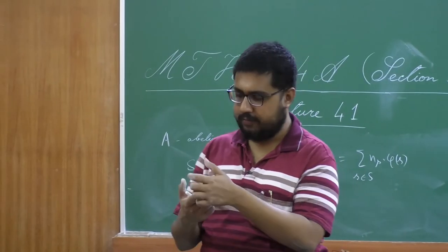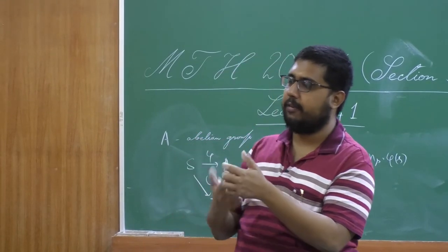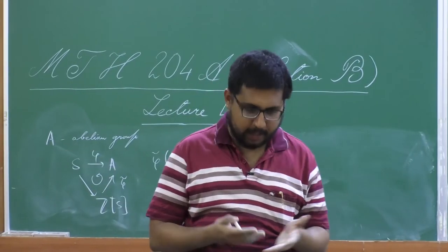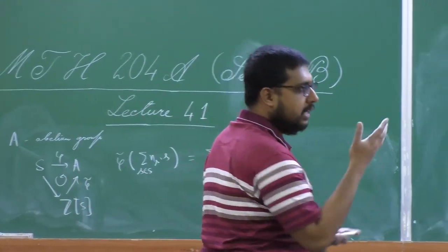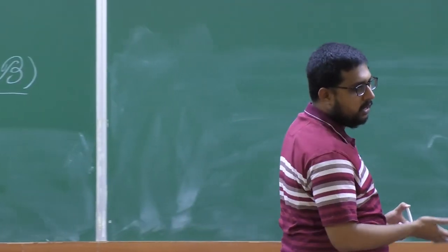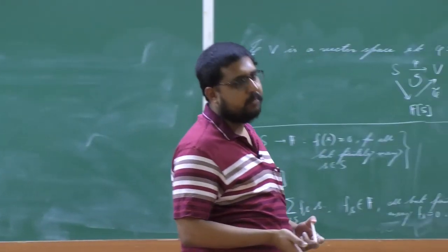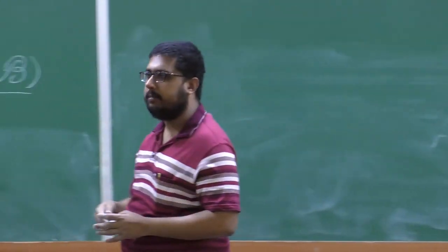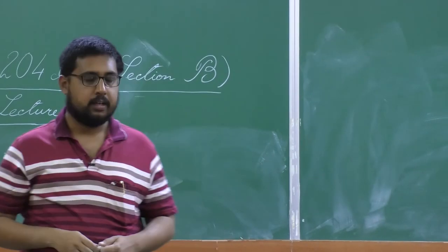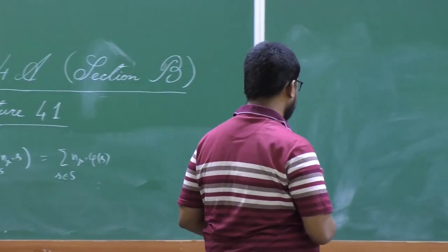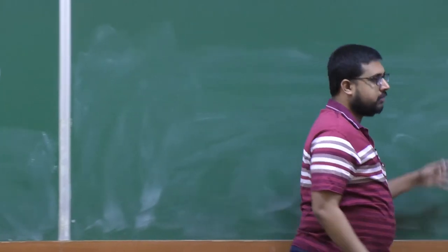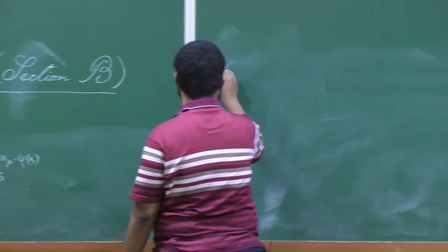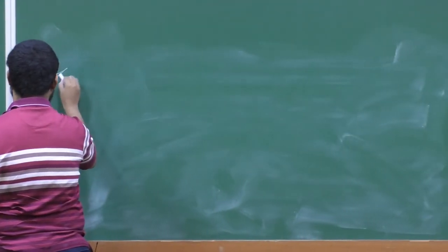We'd also like to have that if we were given a free abelian group with rank n, then any subgroup of that free abelian group will also be a free abelian group, and it will have rank less than or equal to n. So all these results, similar to those of finite dimensional vector spaces, you should expect here. In fact, we will prove them one by one. So first I need this proposition which will be helpful.